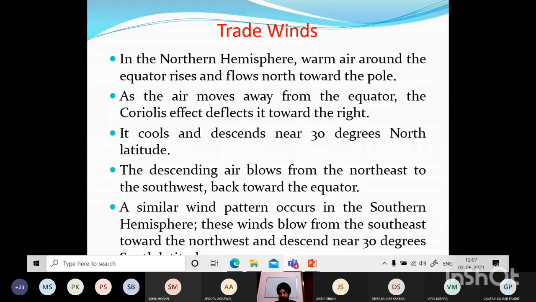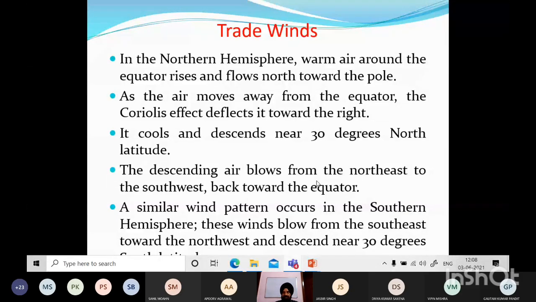That means now the winds are coming from north, blowing towards the equator, and then again Coriolis effect जो है इसको वापस deflect करेगा. So this descending air blows from northeast to southwest back towards the equator. Why? Because अब ये north से आ रही थी, now it is going to get deflected towards right. तो इसकी direction almost northeast हो जाती है. So this is the air which is basically becoming cool after rising, and then it descends back. So a similar wind pattern occurs in the southern hemisphere. So these winds blow from southeast towards the northwest and descend near 30 degrees.